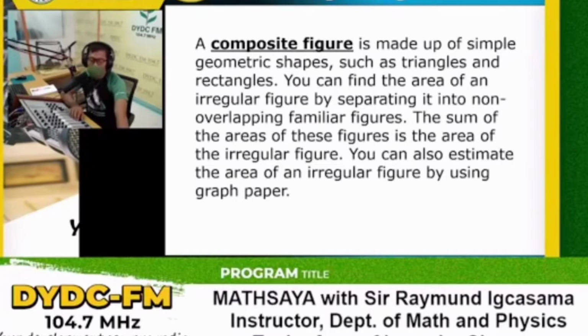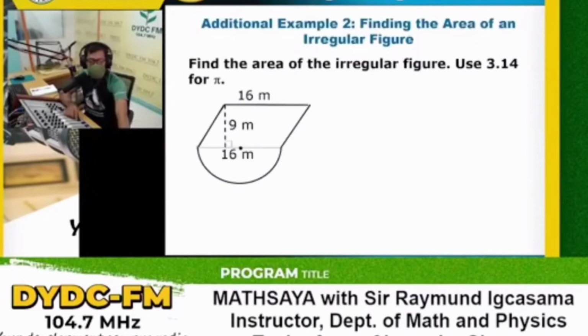For example, you divide it into a rectangle, a triangle, a square, or a parallelogram, because we already know how to compute the area of composite figures. Then find the sum of the areas of these figures so that you have the area of the irregular figure. Later on, we will learn by giving some examples. You can also estimate the area of an irregular figure by using graph paper, or, for this example, by using the computation part.